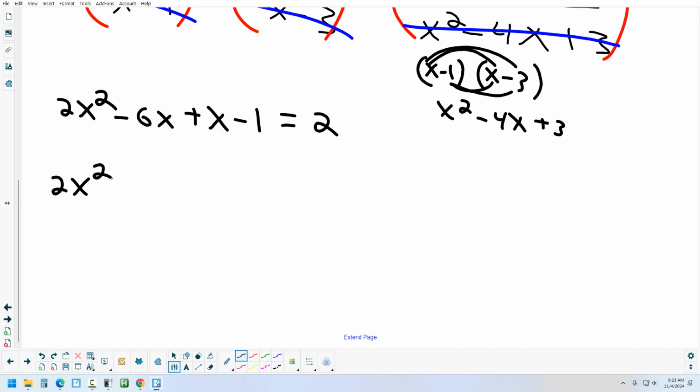Okay, so 2x squared. What's negative 6x plus 1x? Negative 5x. And let's bring the 2 over to the other side, so it's equal to 0. What's negative 1 minus 2? Negative 3. Okay. So if you're not sure how to factor it, you could jump right to the quadratic formula, but it does factor, and that's faster.